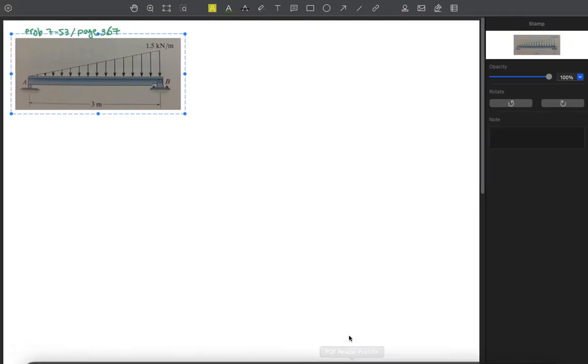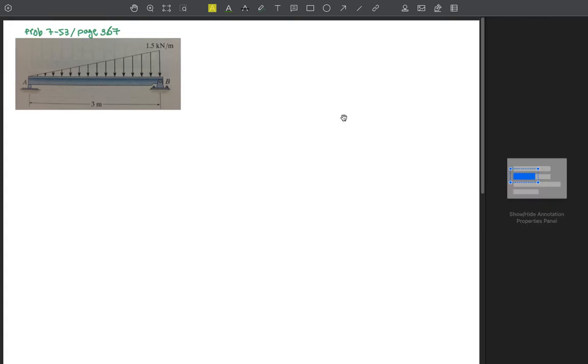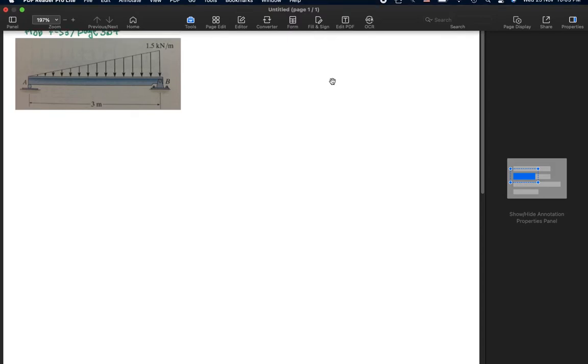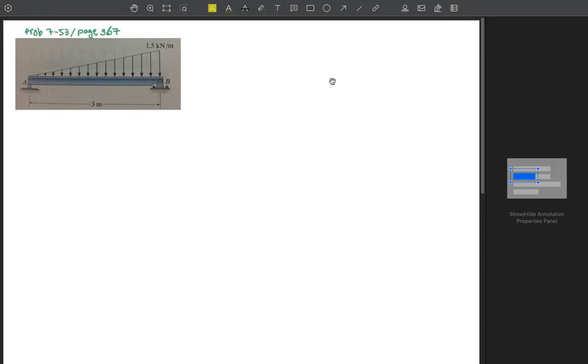Hello guys, we will be solving together a new problem. This is problem 753 in your paper book, the 14th edition, on page 367. This is a very simple problem as well. It's asking us to draw the shear and bending moment diagrams.